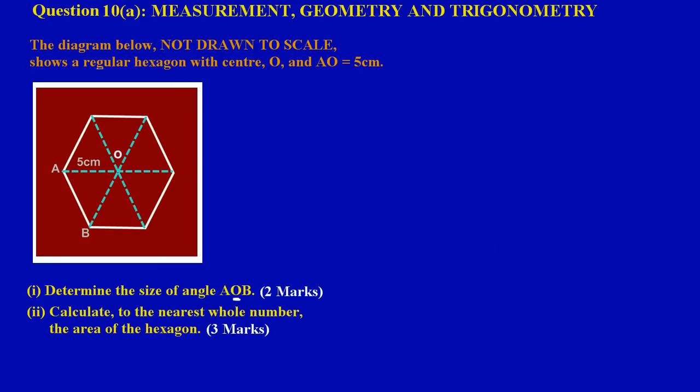Now, my friends, the question states that the diagram below, not drawn to scale, shows a regular hexagon with center O and AO is equal to 5 centimeters. So here we have our regular hexagon and the center is labeled O and the length of the line segment A to O is 5 centimeters. Now quickly, some very important pieces of information that they have given us. They said that it's a regular hexagon.